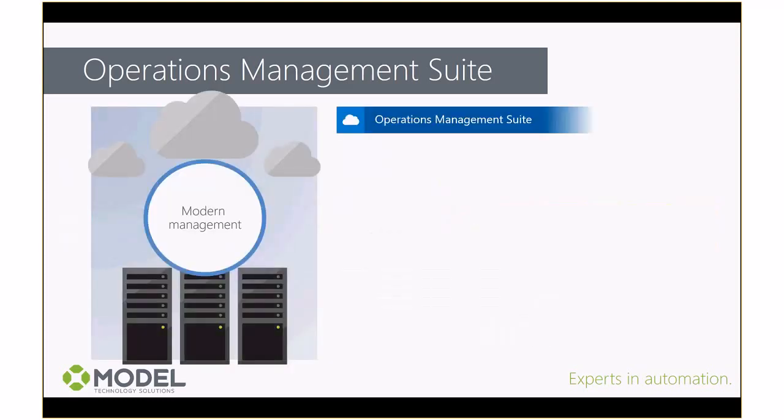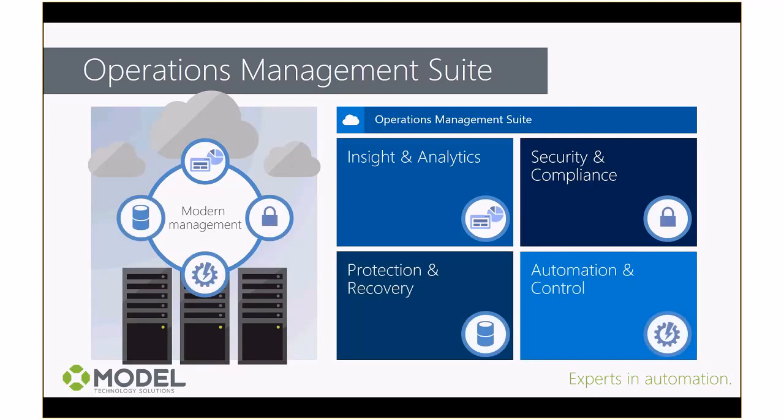So Operations Management Suite is built around four main pillars of feature sets, four main pillars of target solutions. These are insight and analytics, security and compliance, protection and recovery, automation and control. Just to sum up what these do, the idea behind insight and analytics is enabling you to gain visibility into your infrastructure and provide knowledge to both rapidly troubleshoot and proactively solve problems before they happen.